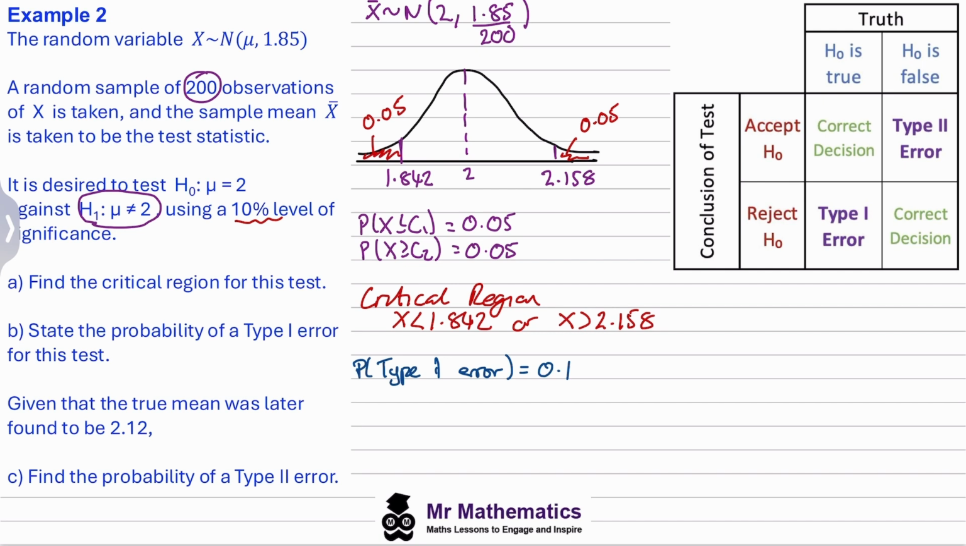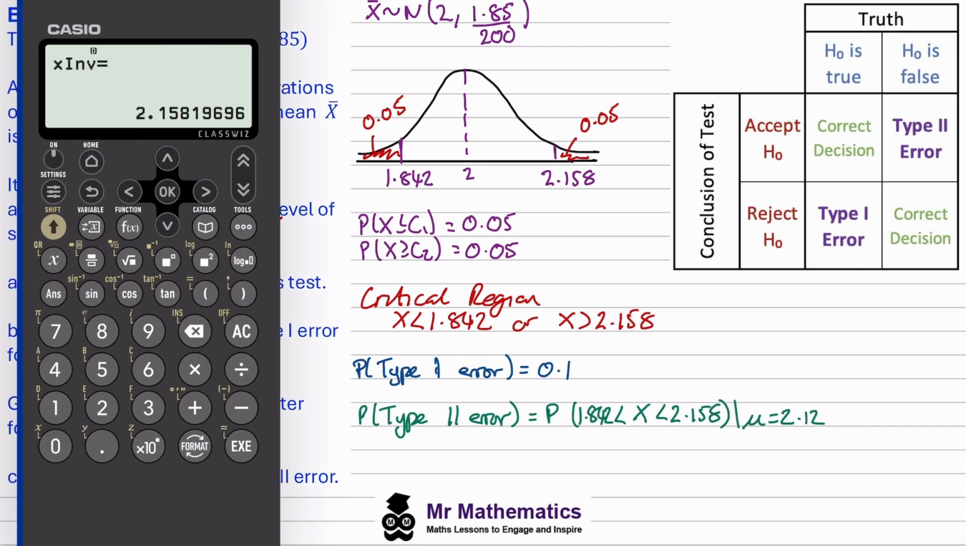And then finally for part C, probability of a type 2 error. Well, this is where we accept H0, given that H0 is false. So it must be outside of the critical regions. So we're looking at the probability of x being less than the 2.158, but greater than the 1.842, given that mu is actually 2.12.